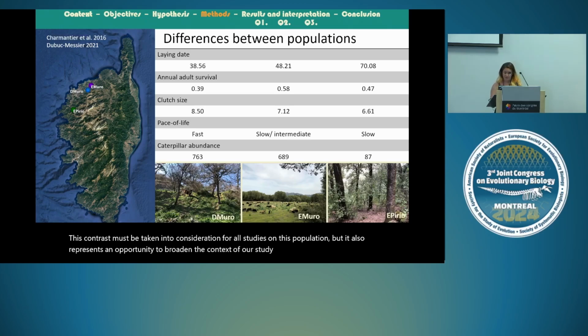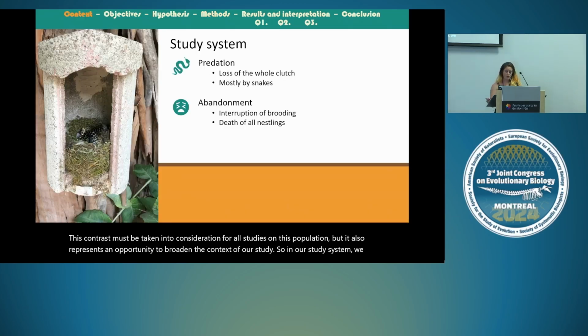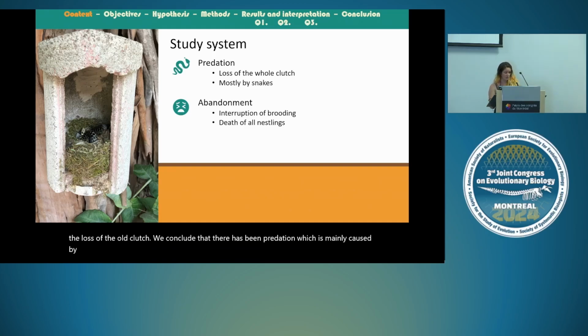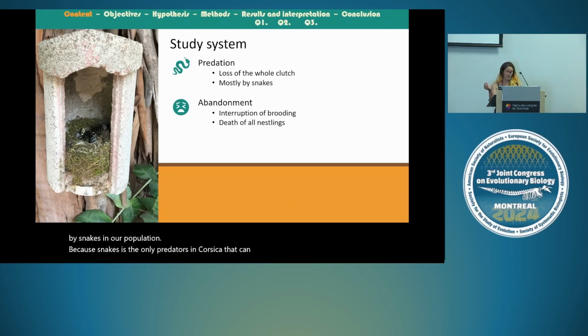So in our study system, we can tease apart 2 main causes of nest failure. So when between 2 subsequent visits we observe the loss of the whole clutch, we conclude that there has been predation, which is mainly caused by snakes in our population, because snakes are the only predators in Corsica that can enter the nest box by the hole and have access to the clutch.